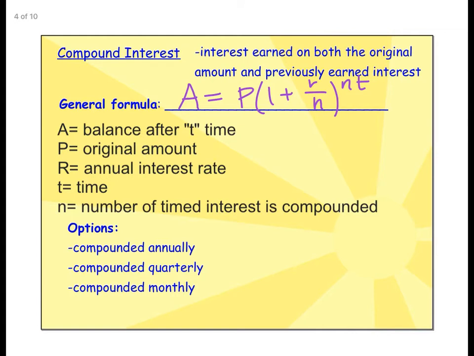So the general formula for this is A equals P times 1 plus r over n to the nt power. So a couple more variables here. A is the balance after t time. P is the original amount. r is the annual interest rate, so again it'll be given as a percent, and we will convert it to a decimal.